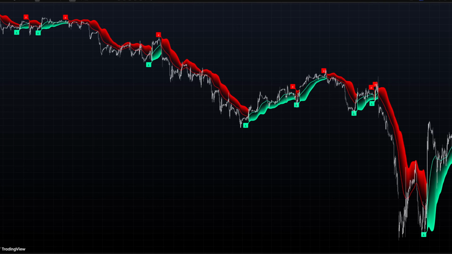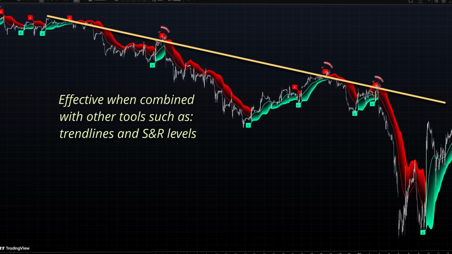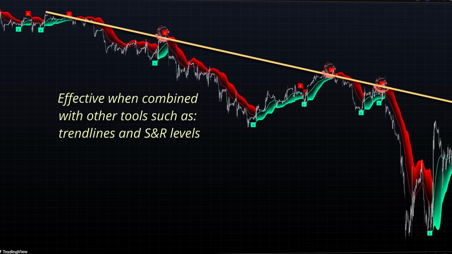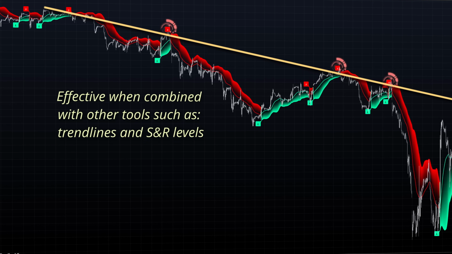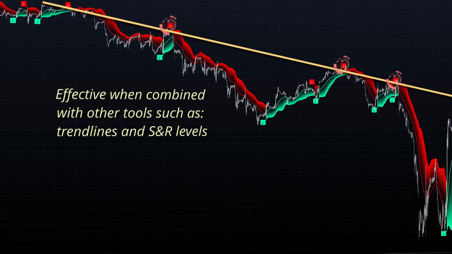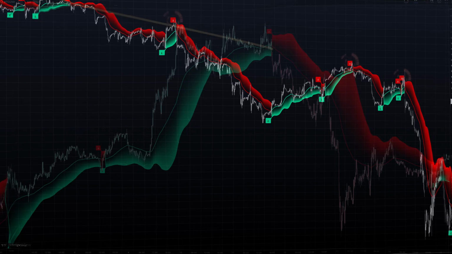For strategy implementation, traders can use crossovers of price with the adaptive trend level for entry signals, particularly effective in trending markets where the volatility bands help filter false breakouts.